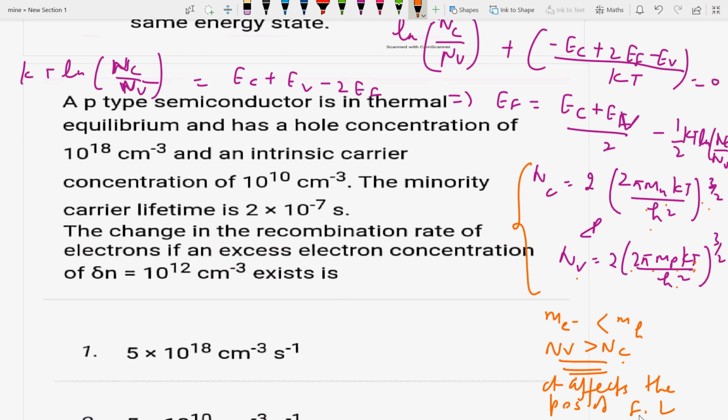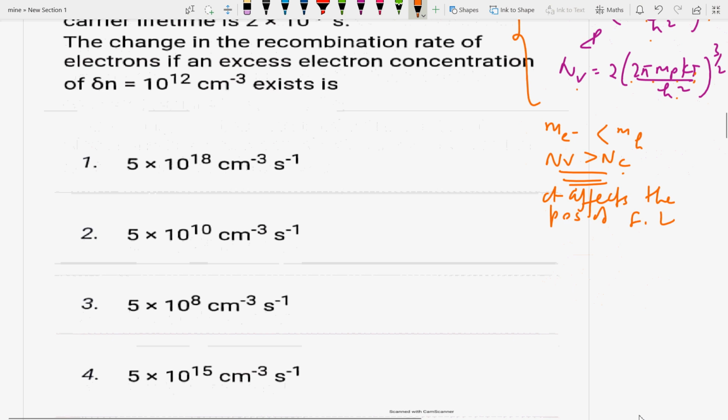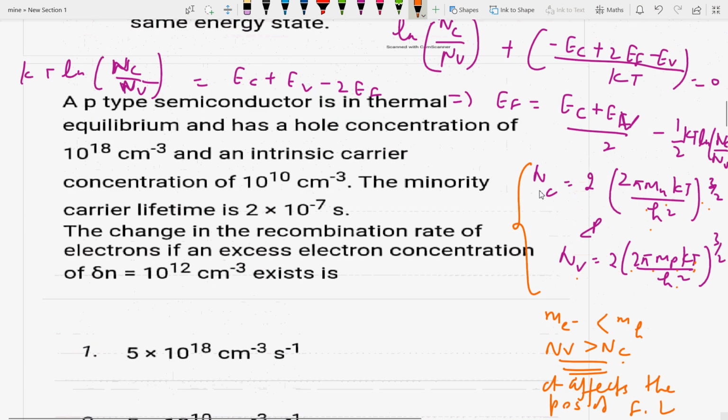Now your next question is the third question. Third question says a p-type semiconductor is in thermal equilibrium and has a hole concentration of 10 to the power 18 per centimeter cube and an intrinsic carrier concentration of this much. The minority carrier lifetime is this much. The change in the recombination rate of electrons if an excess electron concentration of this much exists is?